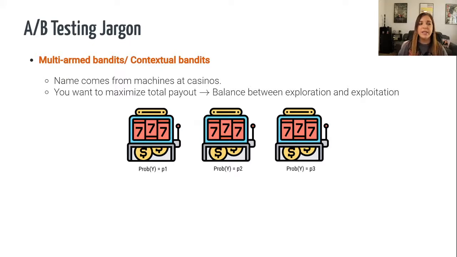So multi-arm bandits and contextual bandits: the name comes from the machines at the casino that are apparently called one-arm bandits. I did not know this. So it's a learning moment for everyone. Basically, imagine that you're at a casino and you have a number of different machines. All of them have a different probability of you winning, for instance P1, P2, P3, right? And you don't know these probabilities. And you want to maximize your total payout, and you can only pull so many levers.